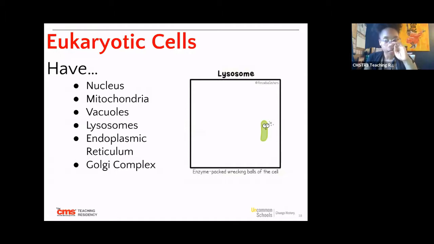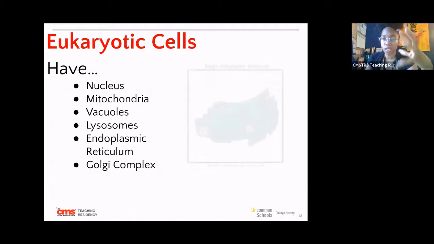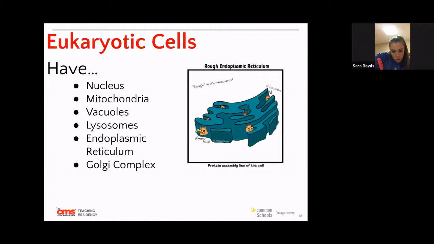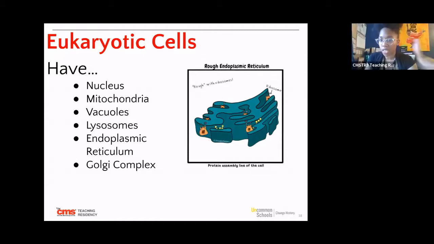The endoplasmic reticulum, there are two types. You can have the rough and the smooth. Either way, overall, it's just a series of interconnected folded membranes, and its job is to kind of transport. It's like the assembly line. So the rough ER is covered with ribosomes, the smooth ER is not. But both of them just kind of transport proteins and molecules all around the cell for synthesis.